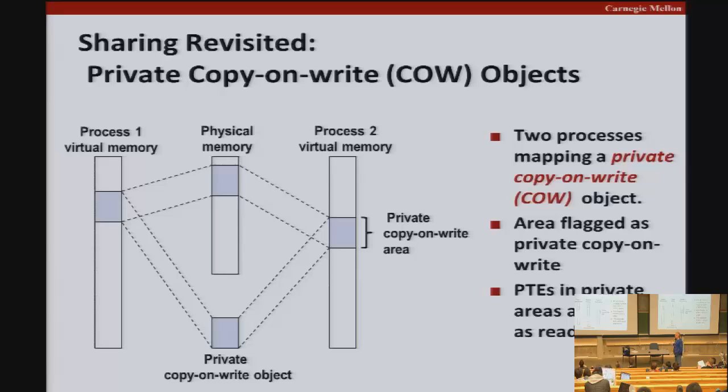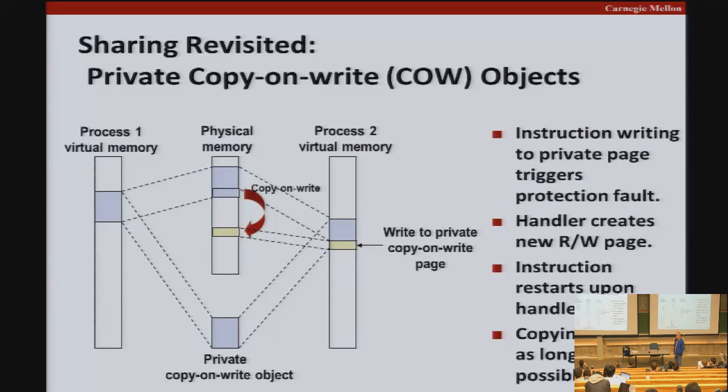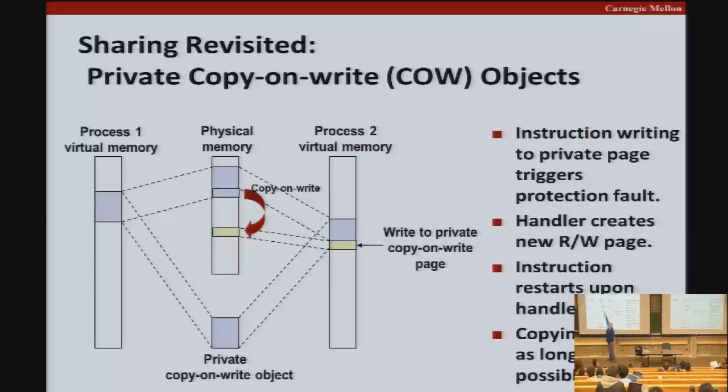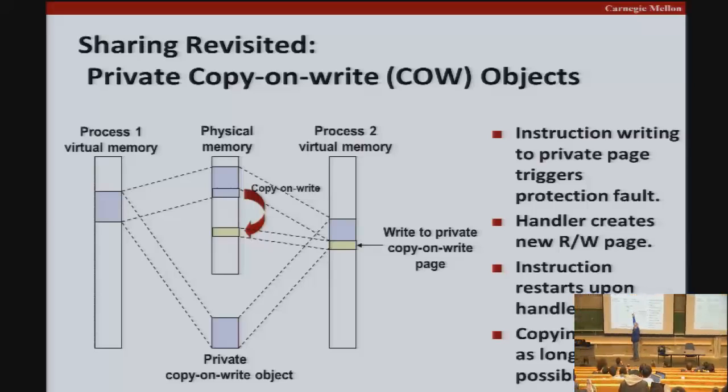But as soon as one of the processes wants to write any single byte in this private copy on write area, then we'll take a page fault. But the page fault handler knows that this is actually data that this process is allowed to write to. So what it does is it makes a copy. Here we just wrote to a piece of this. It copies the portion of memory that corresponds to the page that I just wrote to some new place in physical memory, and then it sets the page table entry for this to be read-write.